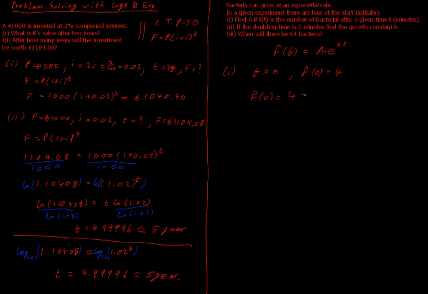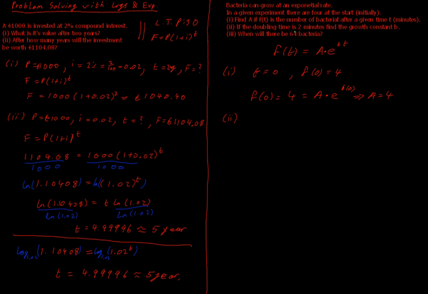is equal to 4 is equal to A dot e to the b multiplied by 0. Now e to the b multiplied by 0 is just a number to the power of 0, which is just 1. So I am left with A multiplied by 1 is equal to 4. Therefore, A is equal to 4. This is a very, very common first question in exam style questions of this type. Now, part 2.